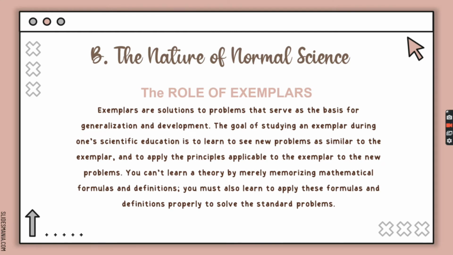A beginning scientist learns to abstract from the many features of a problem to determine which features must be known to derive a solution within the theoretical framework of the exemplar. You can't learn a theory by merely memorizing mathematical formulas and definitions. You must also learn to apply these formulas and definitions properly to solve the standard problems.